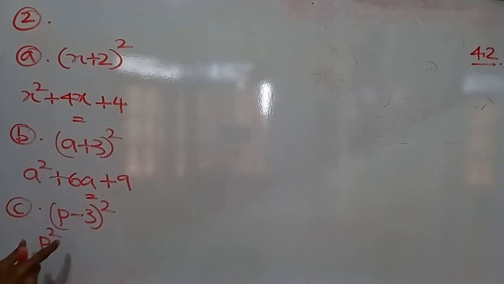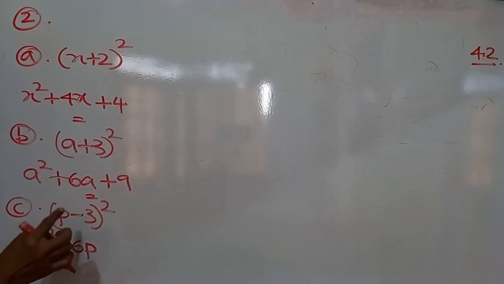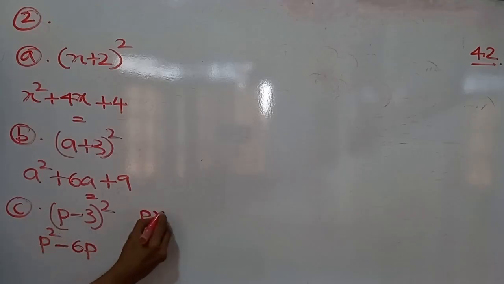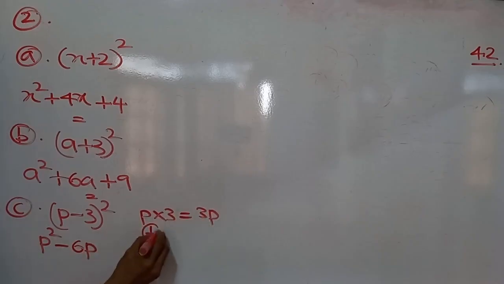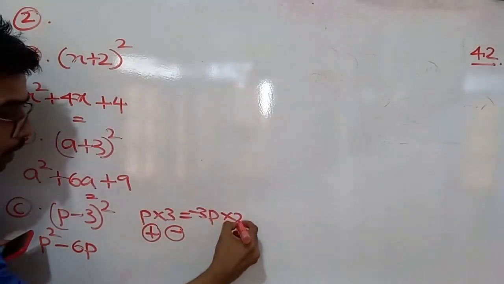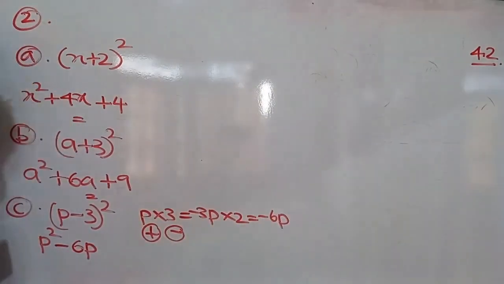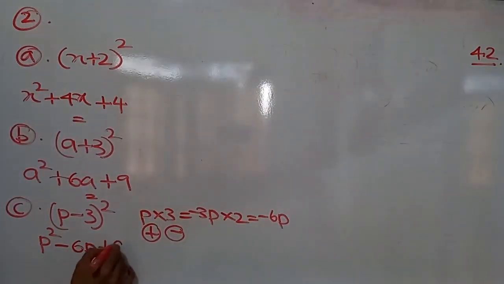So definitely when we expand this binomial expression, right, what do we get? A negative value. Right? So this becomes what? Negative 6p. P into 3, that is what? 3p. But p is positive, 3 is negative, so this is negative. Then we have to multiply that by 2. Then negative 6p. Right? Then plus 9. So that's the answer.